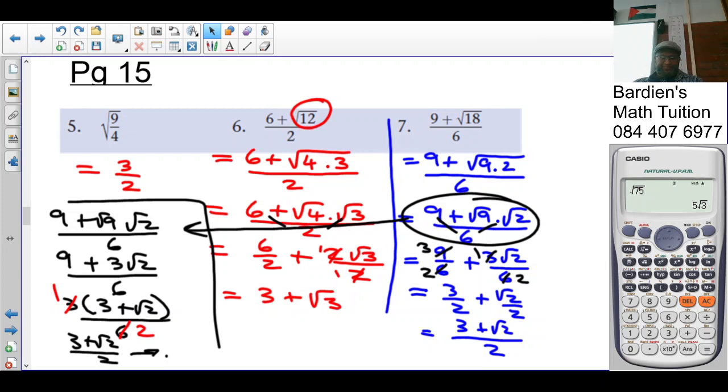Okay. Any questions? Any confusion? No? So we're going to do exercise 1.8 on page 16, the first column quickly. Alright.